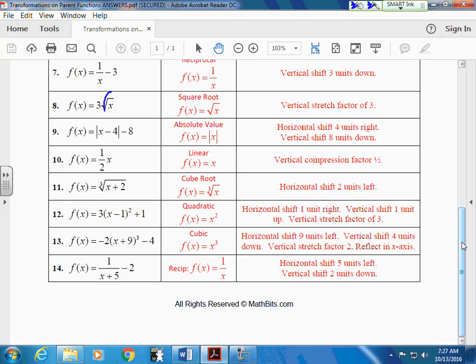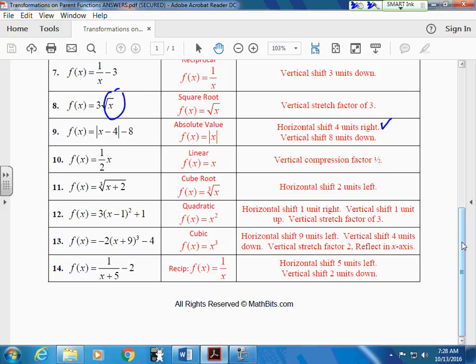Okay, number 8, square root function. And we have a vertical stretch by a factor of 3. Absolute value. Inside the absolute value is a horizontal movement, opposite way. Horizontal shift to the right 4 units, and then a vertical shift down 8 units. Usually the order matters when you have a reflection in here. Because if you think about it, if you take something and you reflect it and then you shift it, it makes a big difference.